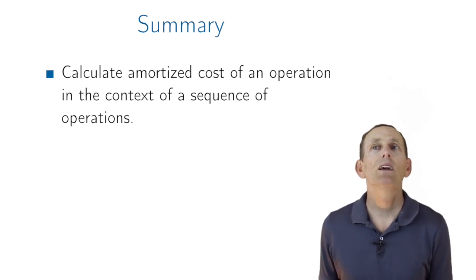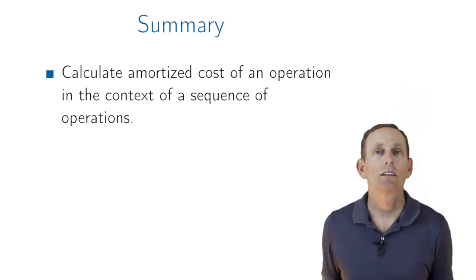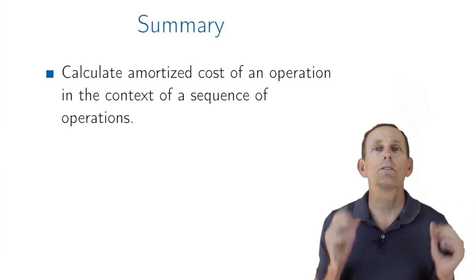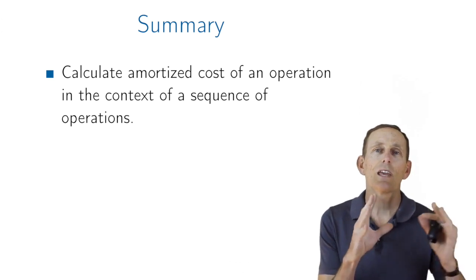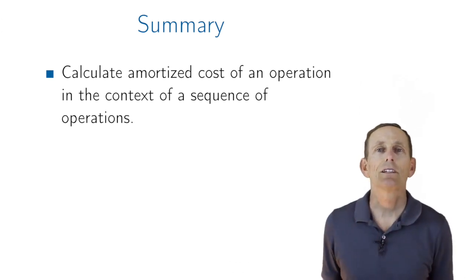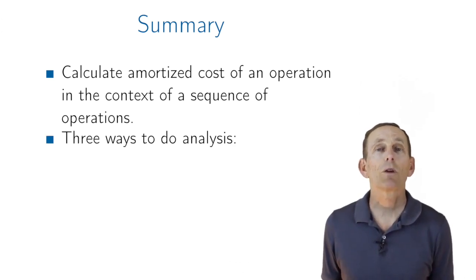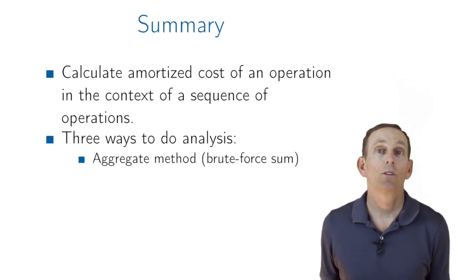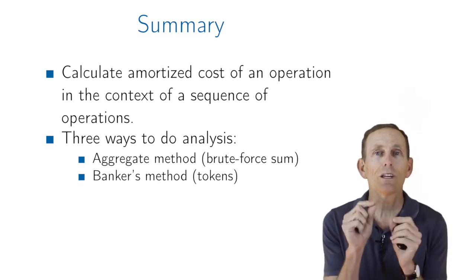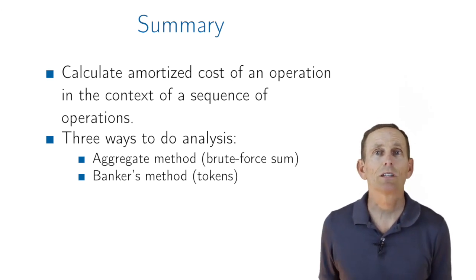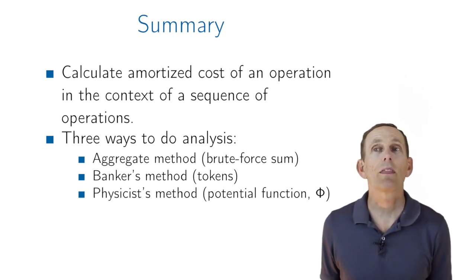So in summary, we can calculate the amortized cost in the context of a sequence of operations. Rather than looking at a single operation in its worst case, we look at a totality of a sequence of operations. We have 3 ways to do the analysis: the aggregate method, where we just do the brute force sum based on the definition of the amortized cost. We can use the banker's method, where we actually use tokens and we're saving them conceptually in the data structure, or the physicist method, where we define a potential function and look at the change in that potential.